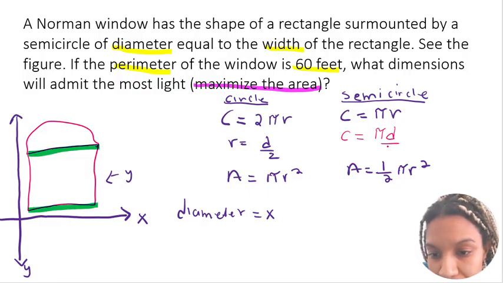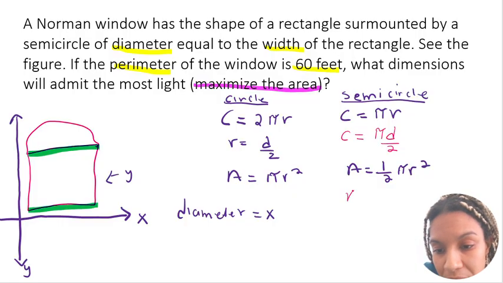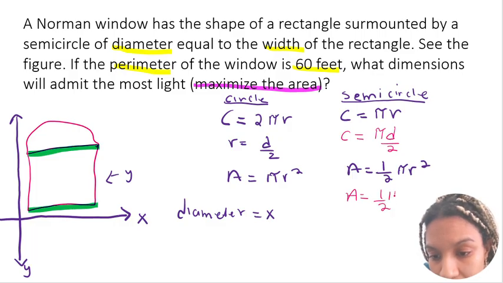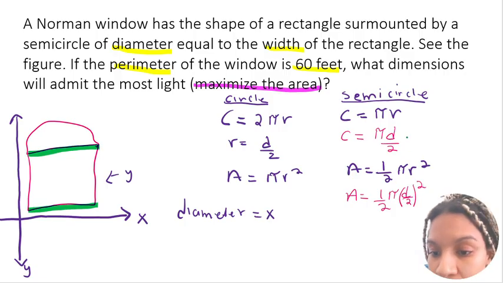When we get to the point where we're going to use area, because we're not there yet, it's going to be 1/2 pi d squared, d over 2 squared. Now, what did we say that the diameter is? X. So this will change to pi x over 2.